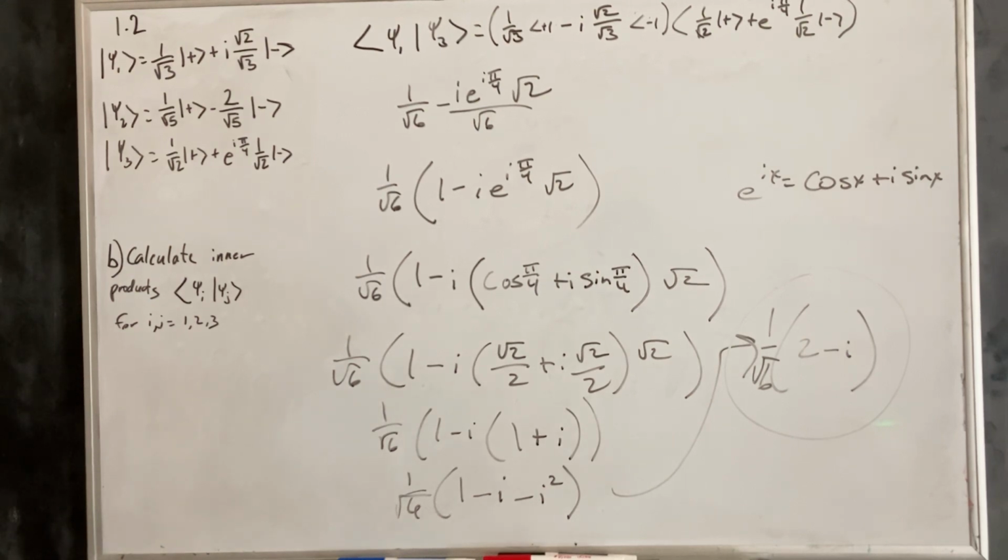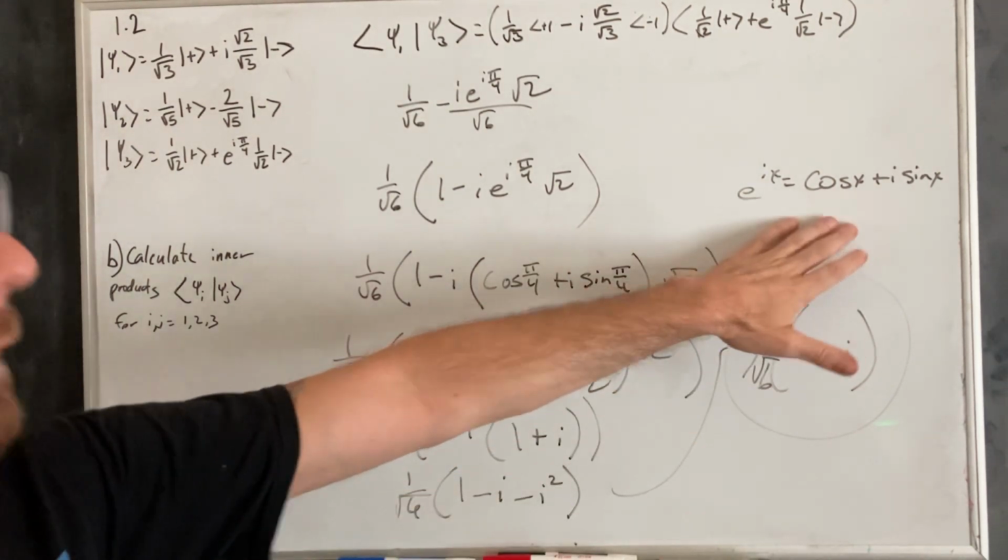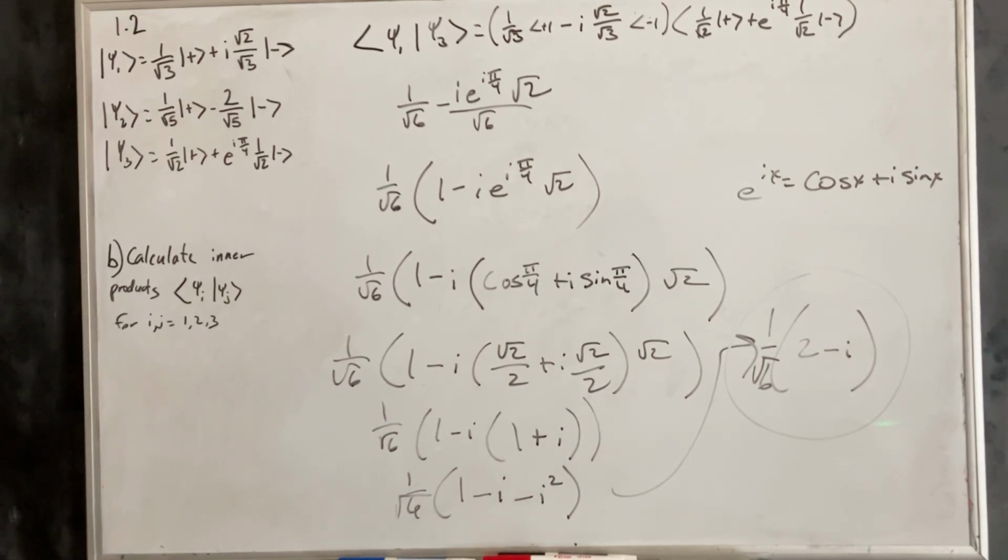So those are two of the combinations. Again, if you want me to do more, I think 2 and 3 might also be a little bit tricky, but it's going to come down to doing the same thing using Euler's formula. So as long as you know that part, then 2 and 3 should be basically the same as this. So hope that helps.